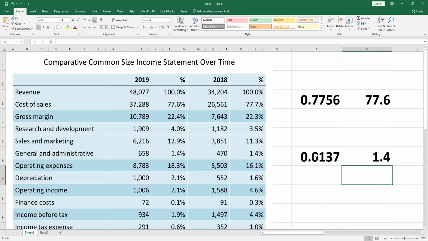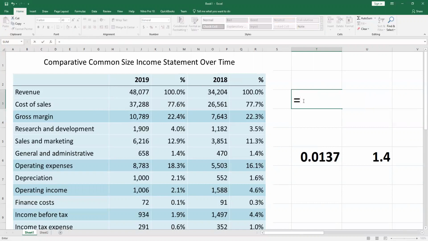Just remember what you have to do. You have to pick up each amount present here, and you will divide this with the revenue only, and then you will multiply with 100. I will do it with you for the year 2018 as well. 2018 में आपके पास है, this is for the year 2018.